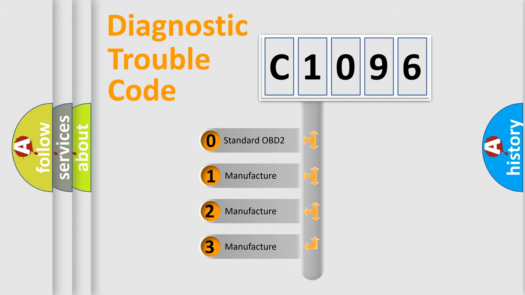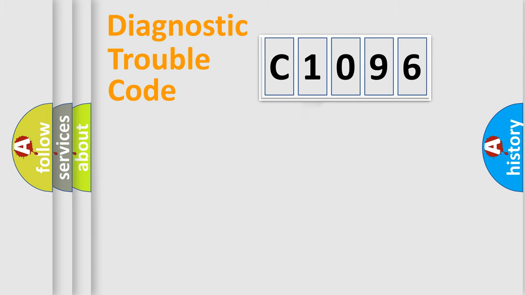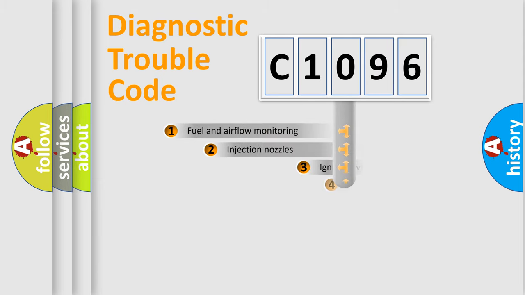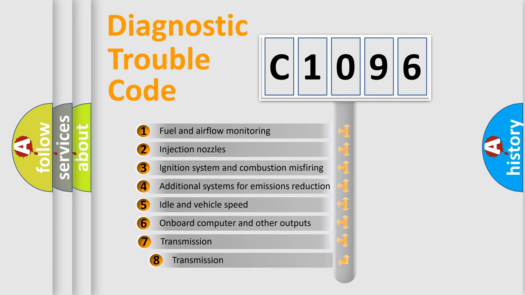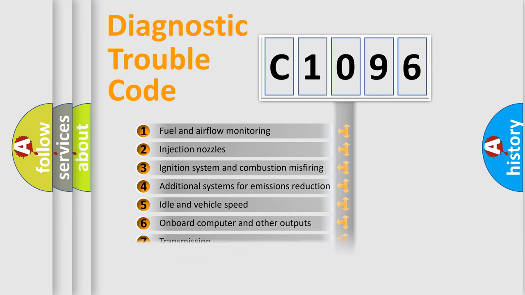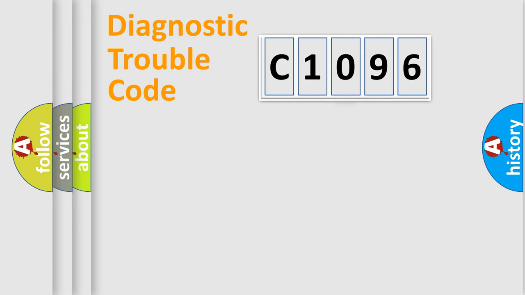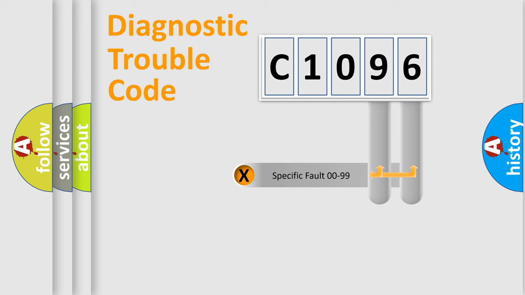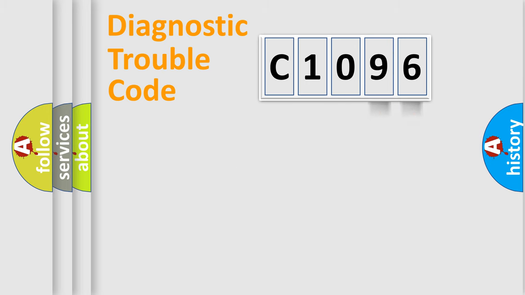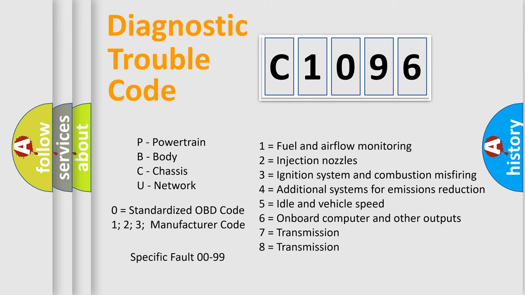If the second character is zero, it is a standardized error. In the case of the numbers 1, 2, 3, it is a manufacturer-specific error. The third character specifies a subset of errors. The distribution shown is valid only for the standardized DTC code. Only the last two characters define the specific fault of the group. Let's not forget that such a division is valid only if the second character of the code is the number 0.